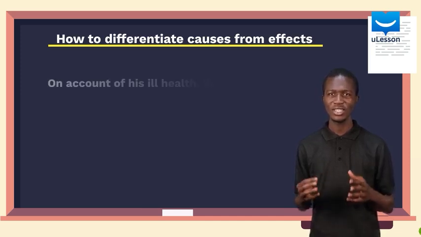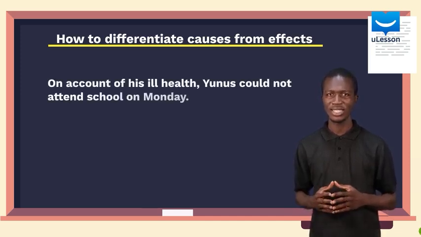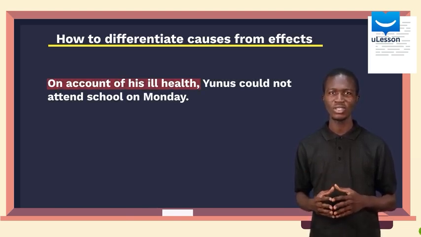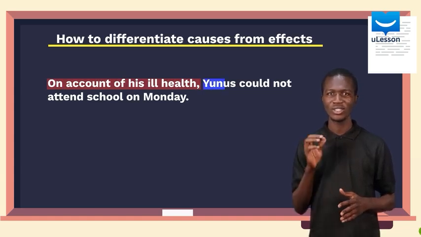On account of his ill health, Yunus could not attend school on Monday. The cause here is that Yunus was not feeling well, and the effect is that he could not go to school.